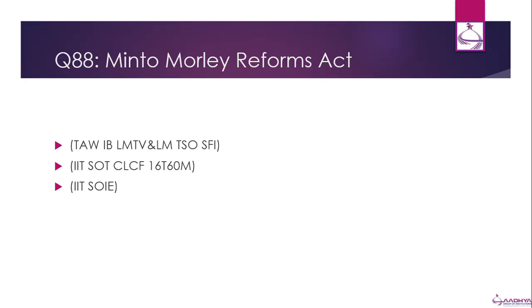Minto-Morley Reforms Act. The act was introduced by Lord Minto, the Viceroy, and Lord Morley, the Secretary of State for India. It increased the strength of the Central Legislative Council from 16 to 60 members. It introduced the system of indirect elections.